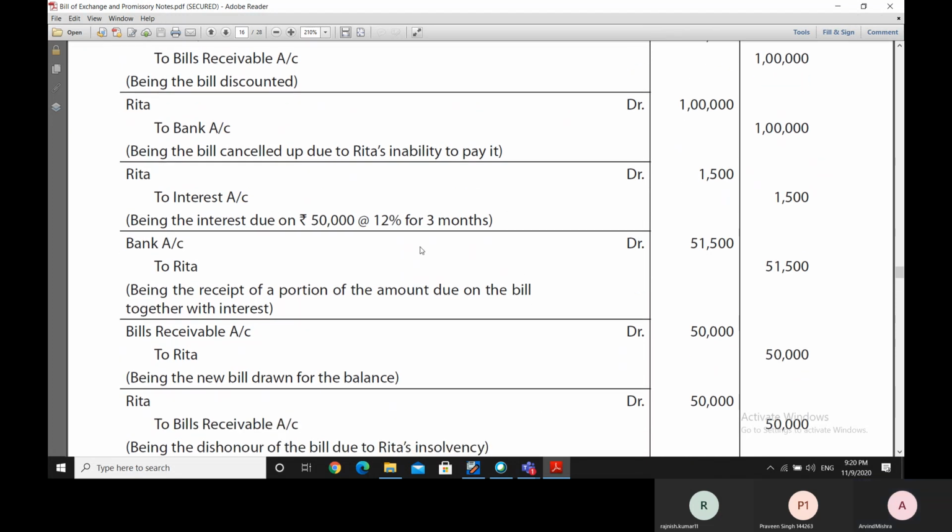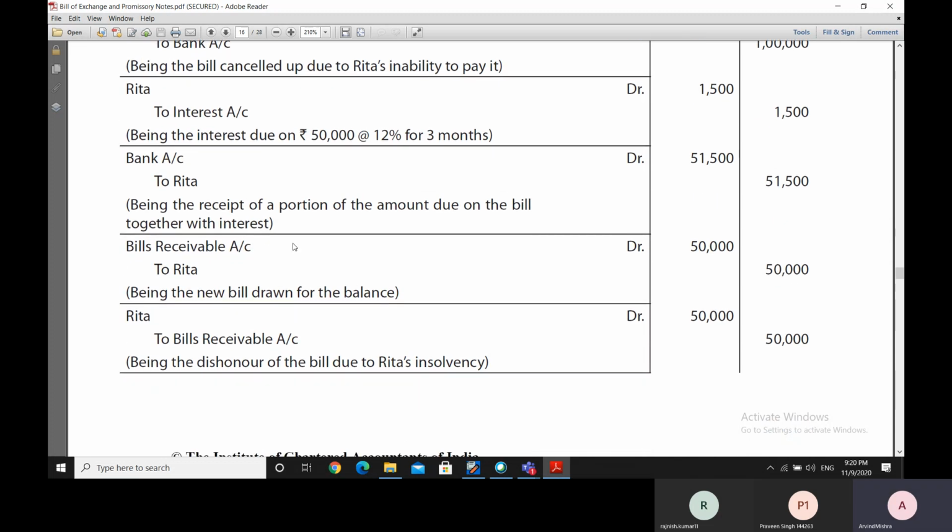Thereafter Rita makes the payment and therefore we credit Rita with 51,500, which includes 50,000 of the amount to be paid and 1,500 of the interest. So 51,500 with which Rita has made the payment, and that has been debited to our bank account to the extent of 51,500.